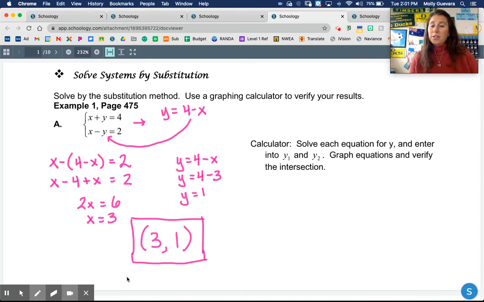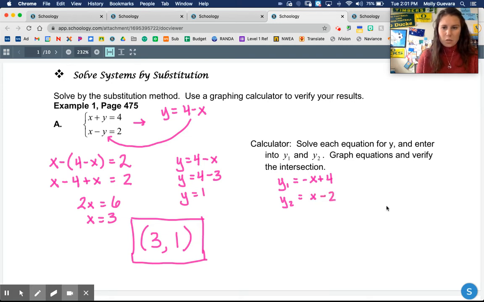If you're going to do this on your calculator, you would solve each equation for y and then enter them into your calculator. So y1 would get you negative x plus 4 or 4 minus x, it doesn't matter. And then y2, if I solve it for y, I would get x minus 2. And then I would graph those.